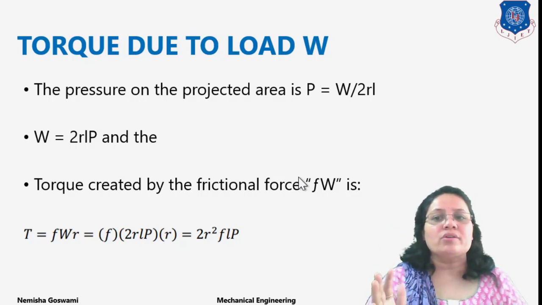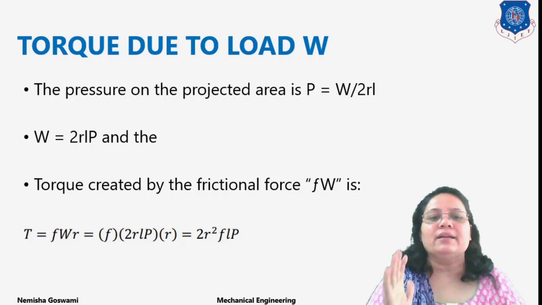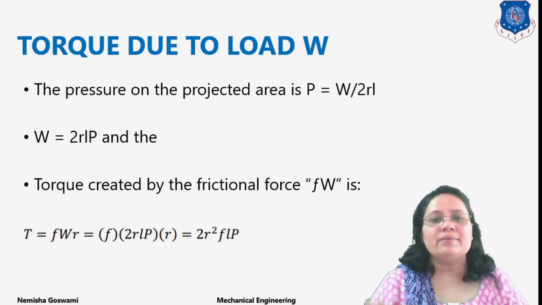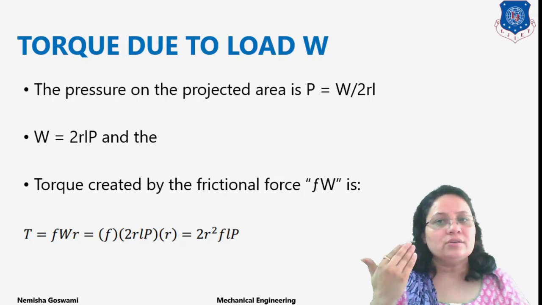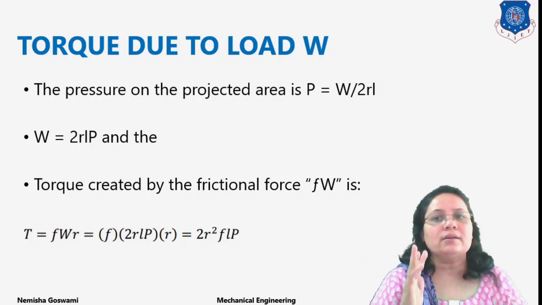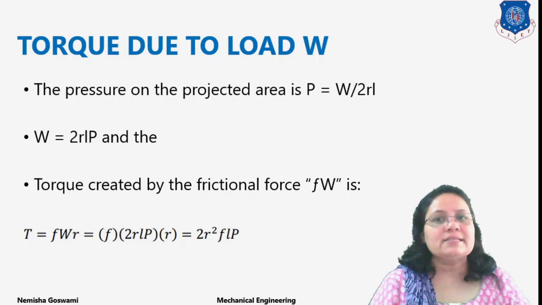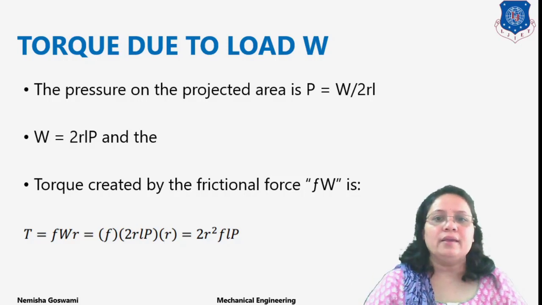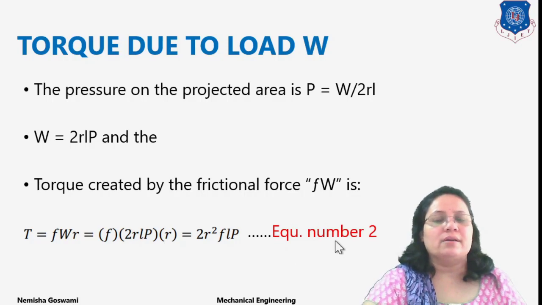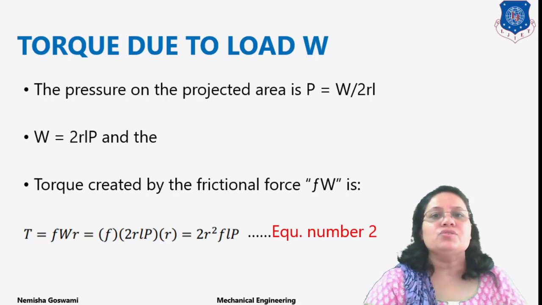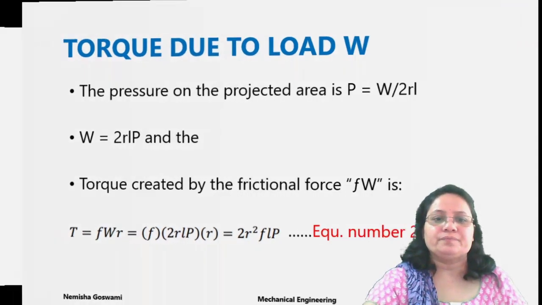So now these two torques should be equal for stable condition. What should be the stability criteria? In the stability criteria, the torque generated due to coefficient of friction should be equal to the torque generated or resisted due to your viscosity, right? So these two torques should be equal for the stability condition. I have given here equation number 2. But for ideal condition, or stability criteria, equation number 1 should be equal to equation number 2.